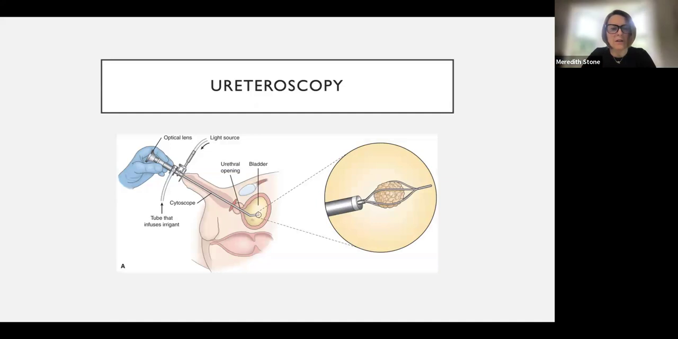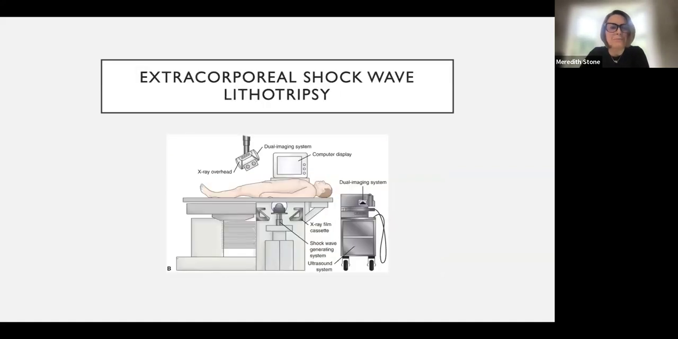This is just showing you, they use a cystoscopy to get to the ureter, and you can see the cystoscope going in, it looks like a male, through the penis, going into the bladder. Here is what it looks like through the urethral opening, and actually just extracting the stone.